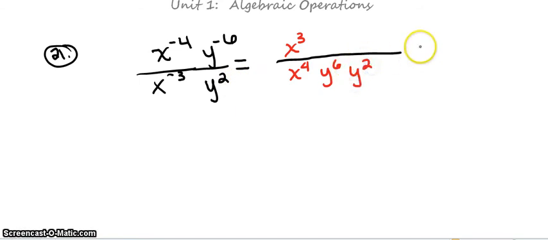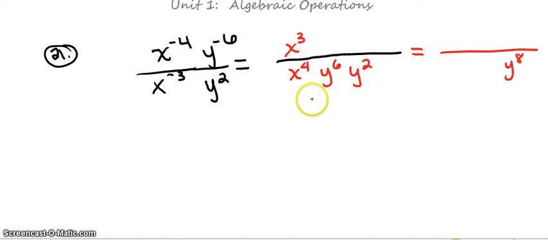Now simplify. Okay, so y to the 6 and y squared, they are both on the same location. They're both on the bottom. So that's actually a multiplication problem. So let's do that. y to the 6 times y squared is y to the 8. Add the exponents. x cubed, x to the 4th.